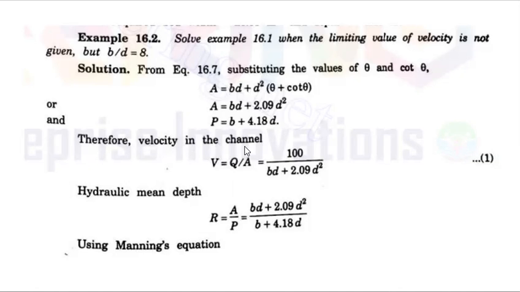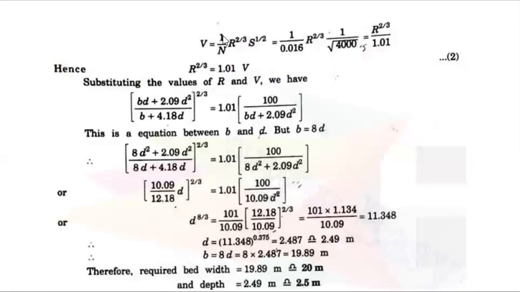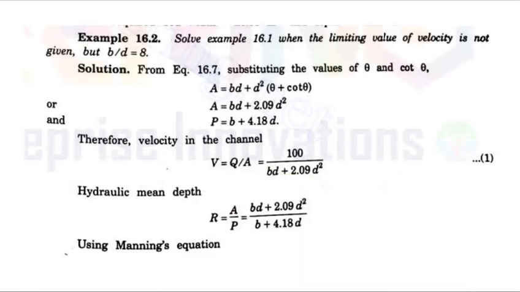Therefore the velocity in the channel, you can have v is equal to q by a, and get the equation, and also find the hydraulic mean depth, and again you can get another equation with the help of it. By using Manning's formula, you can substitute it and get in terms of R and V. So you can substitute the values of R and V in this equation, deduce it and find the width and depth, right? So nothing much, only the area and perimeter formulas, Manning's formula, and the continuity equation are used, and the hydraulic mean depth.